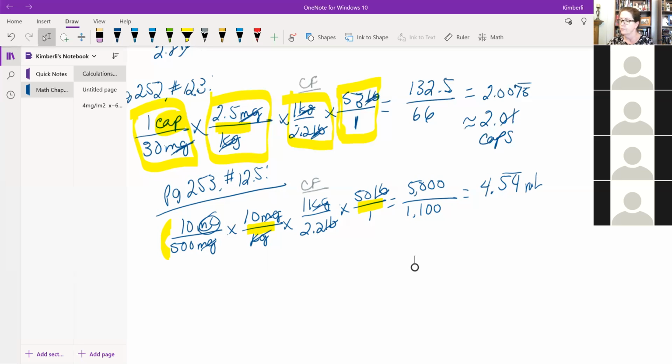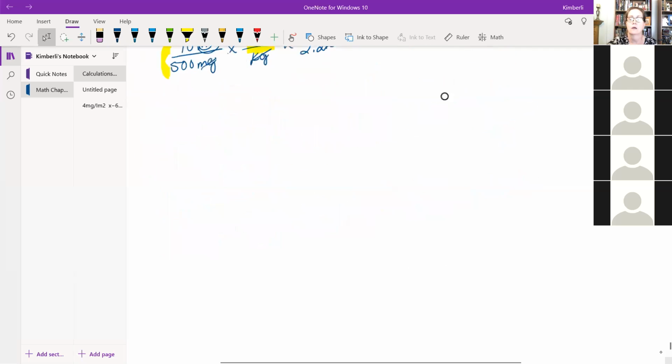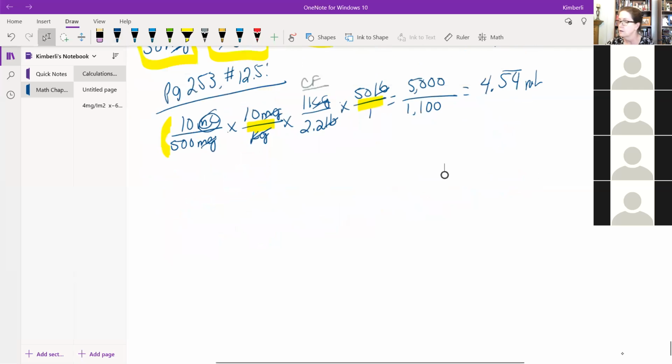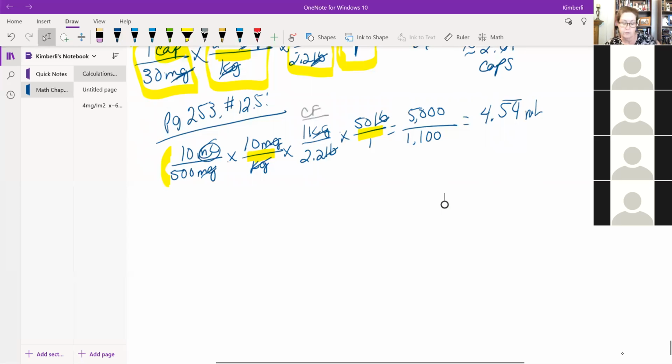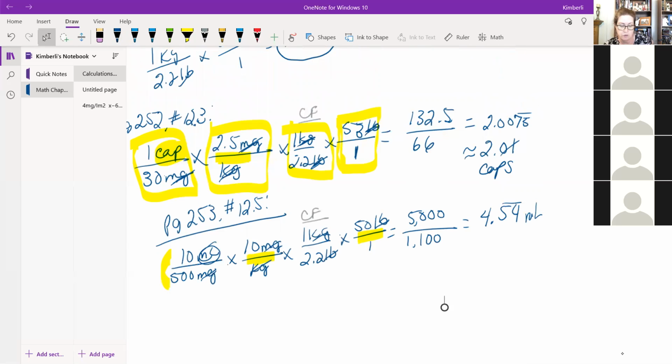I don't know how to get rid of that now. So the first time I taught this particular chapter is where we found this out, because I kept thinking I was doing something wrong and I didn't get 2.3 mLs, but it needed to be 4.54, so that was okay.